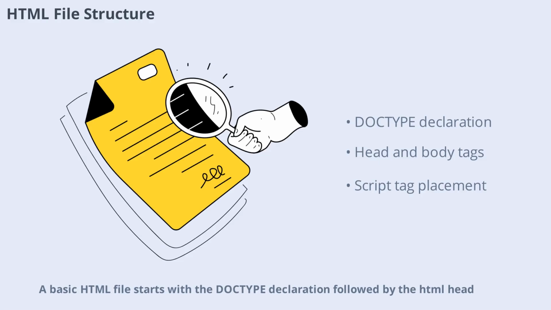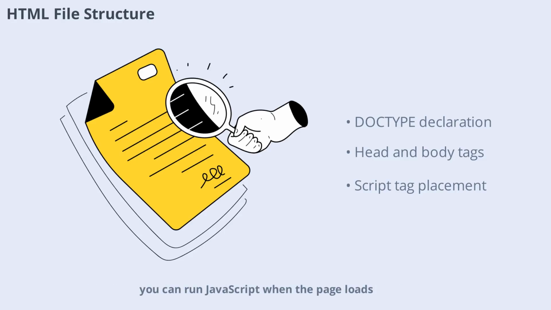A basic HTML file starts with the doctype declaration, followed by the html, head, and body tags. The head section contains the title and the body holds the content. By adding a script tag inside the body, you can run JavaScript when the page loads. This structure is the foundation for all web pages.